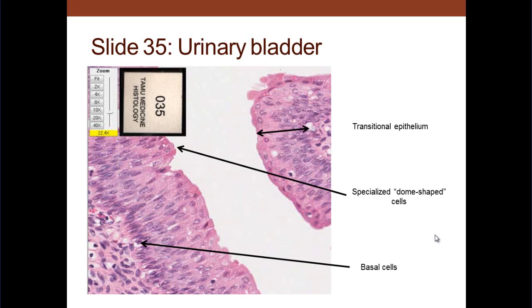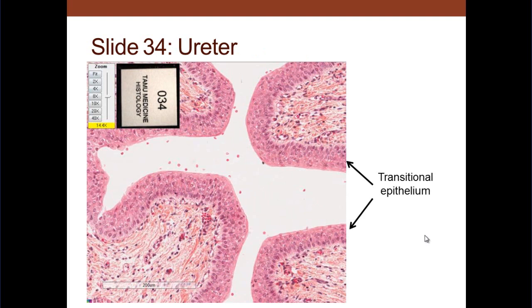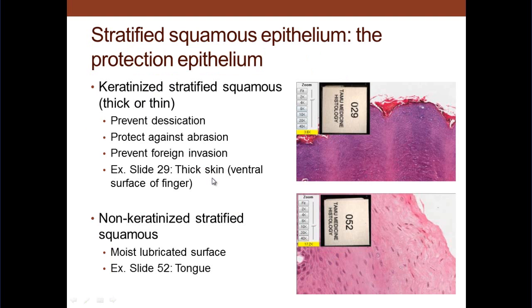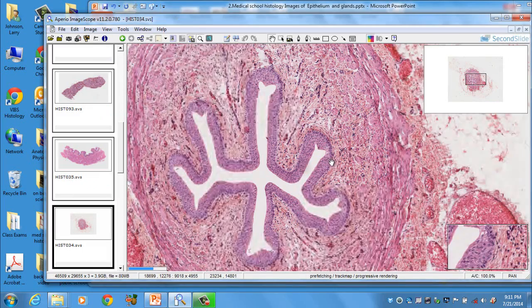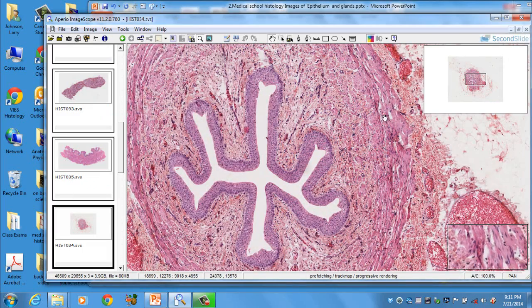The next one that we will see will be the ureter. The ureter has transitional epithelium in its surface as well, and we're going to take a look at the ureter. This is the ureter, has different layers of smooth muscle on the outside to squeeze the urine out down the tube toward the urinary bladder. So the ureter is between the kidney and the bladder.